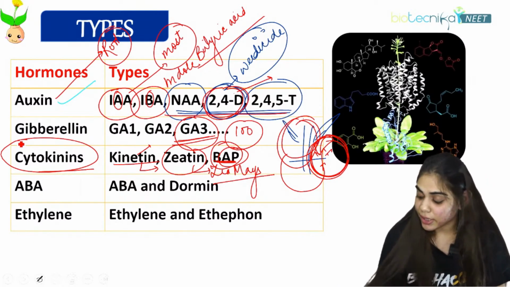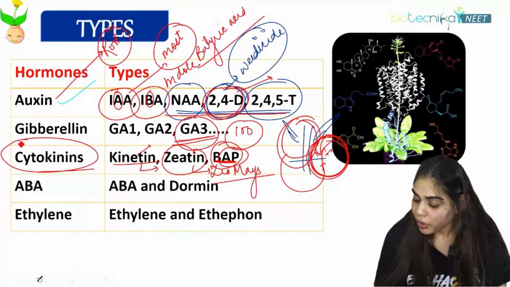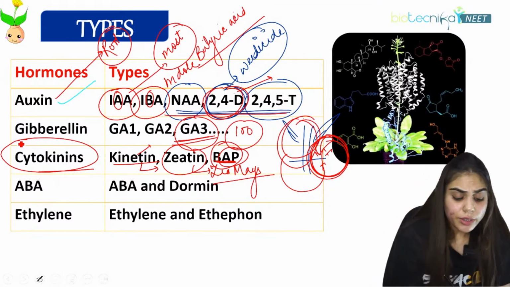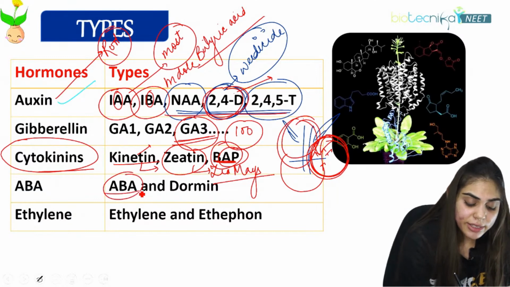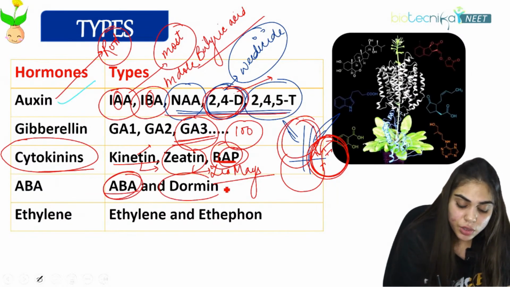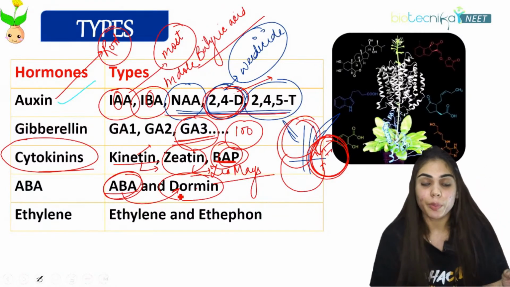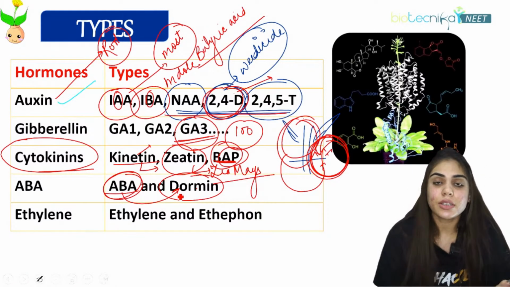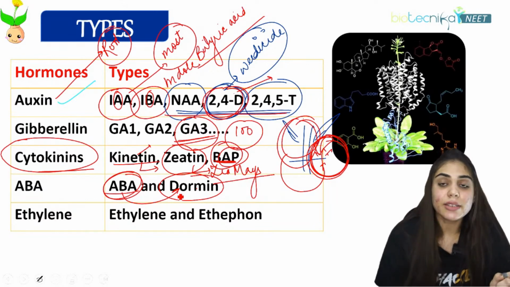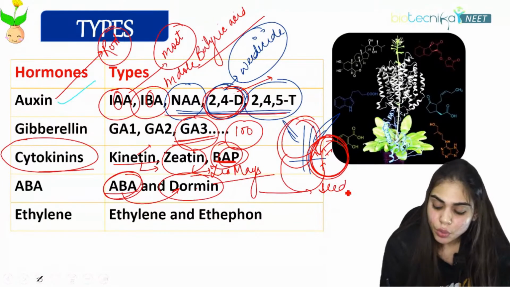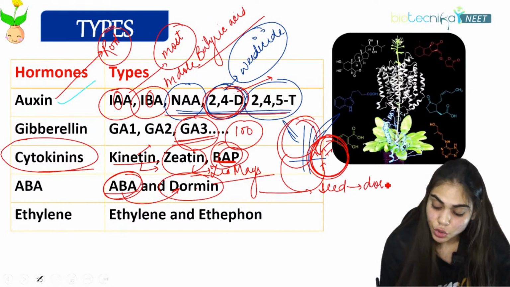What is abscisic acid? For the examples of abscisic acid, it is ABA and also dormin. Abscisic acid is also known as dormin. Why dormin? Because it is helping in seed and bud dormancy. It will cause all the seeds to enter the dormant stage. Why is it causing them to enter the dormant stage?